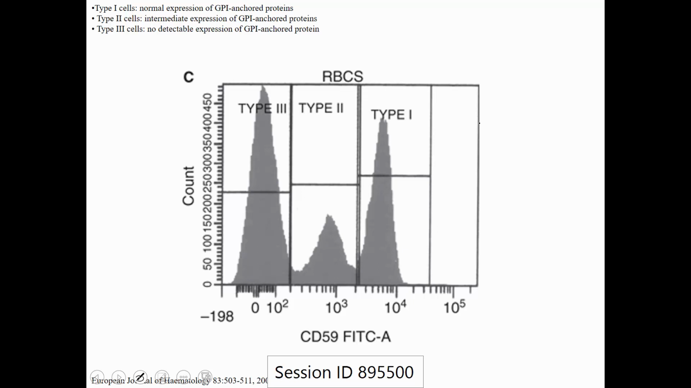So here is a flow cytometry. Here you have cell count. Here you're looking at fluorescence intensity. This type 1, normal intensity, a lot of fluorescence, so they have CD59. No fluorescence in the type 3 population, because this is almost no fluorescence. This is your patient population without the CD59 being expressed.